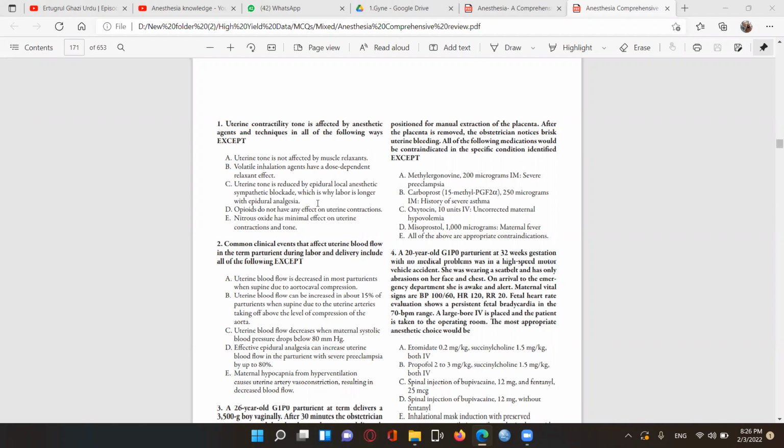Yes, that's what I'm asking you. If we go step by step, inhalational agents will decrease the tone. What about IV agents? They will also reduce the tone. No, there is no effect. If anyone knows, you can comment. What about muscle relaxants? Sir, muscle relaxants have no effect on the uterine tone. Okay. What else?